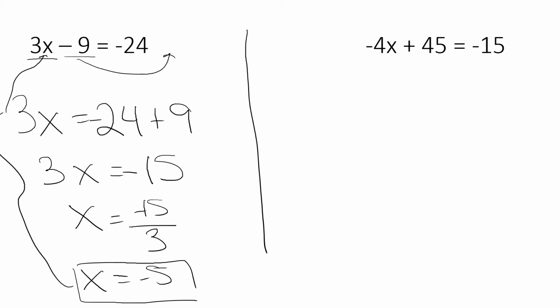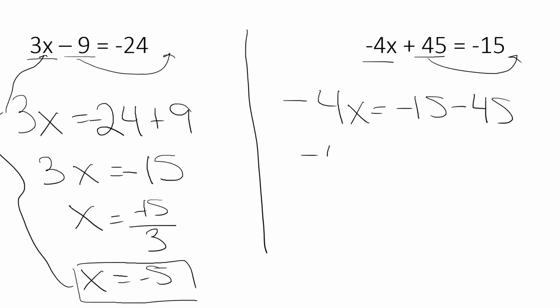All right, let's do this second one. X to the left, already done. Everything else to the right, so what I have is -4x equals -15 minus 45. They're the same sign because remember a negative and a minus are the same thing here. I add and I keep the sign, so it's -60.